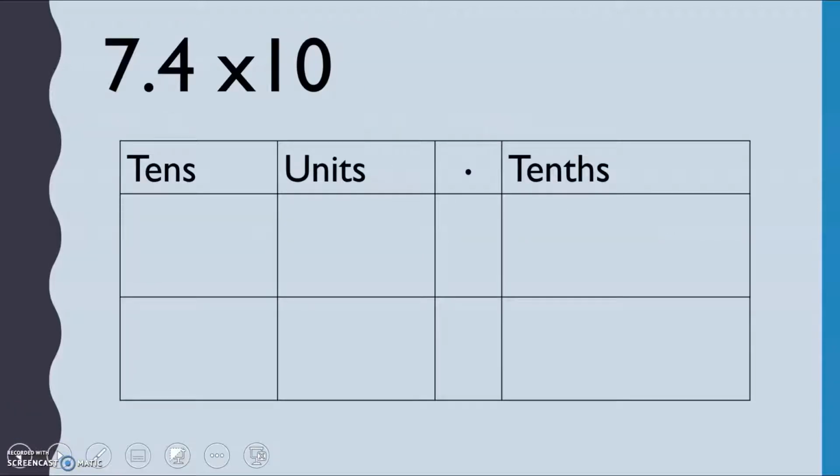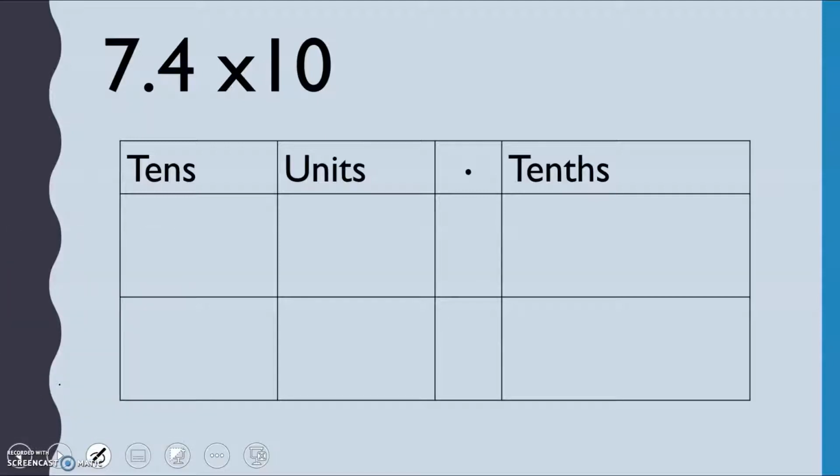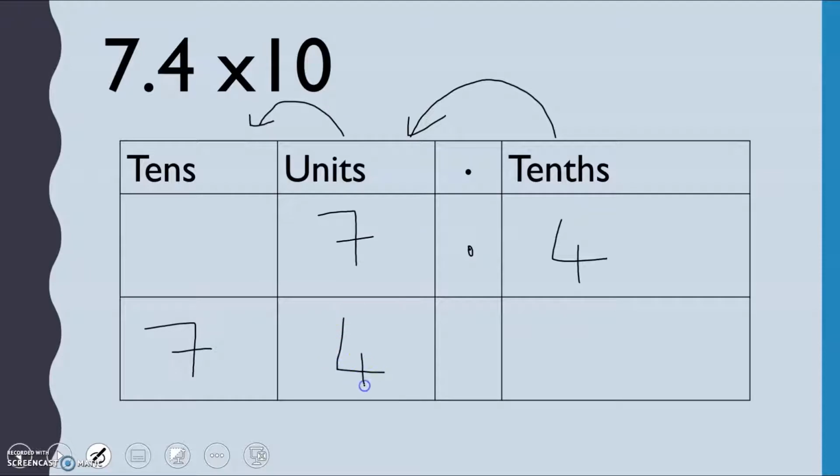So here I've got the question 7.4 times by 10. Now, last time when we were timesing by 10, we thought of it as moving everything up a place value. That is still exactly the same when we have a decimal point. So here, if I fill in that I've got 0.4, everything's going to move up. So my units move up to my tens, and this time my tenths are going to move into my units. So I'm then going to have 70 and 4 to give me 74.